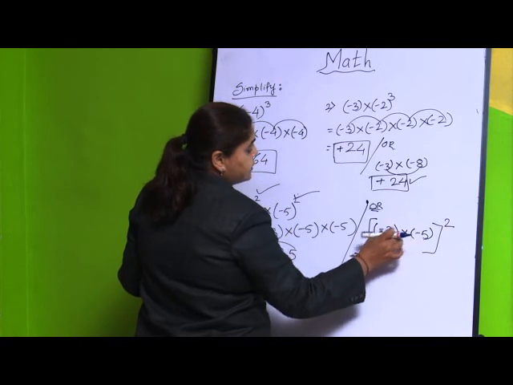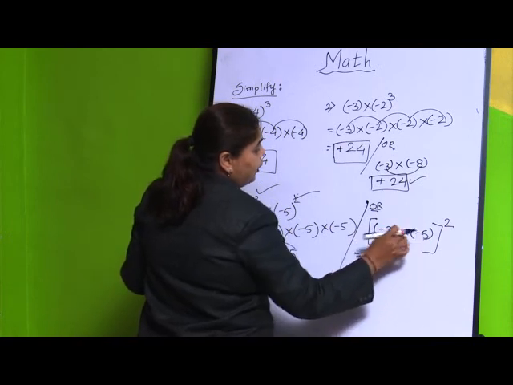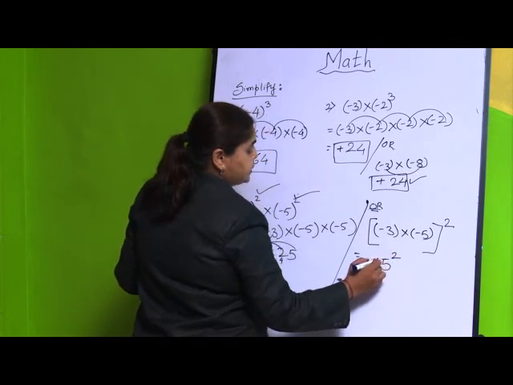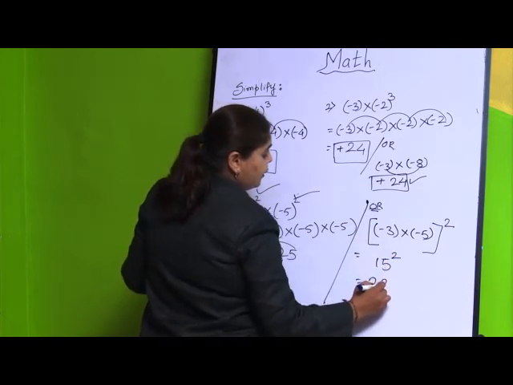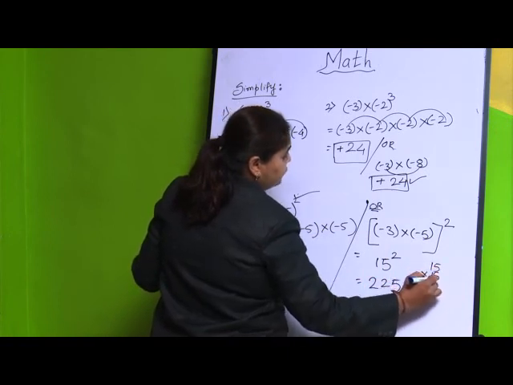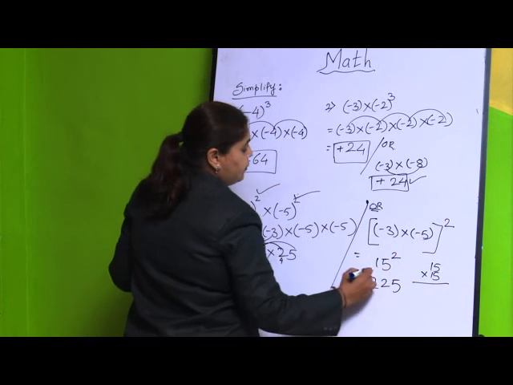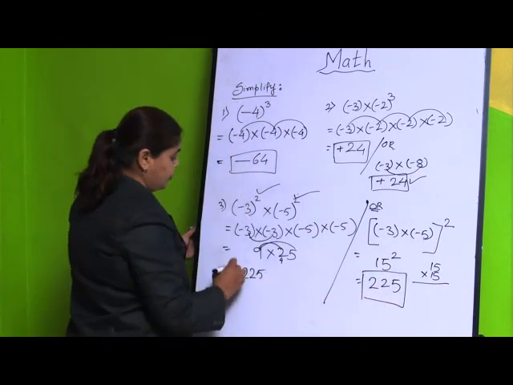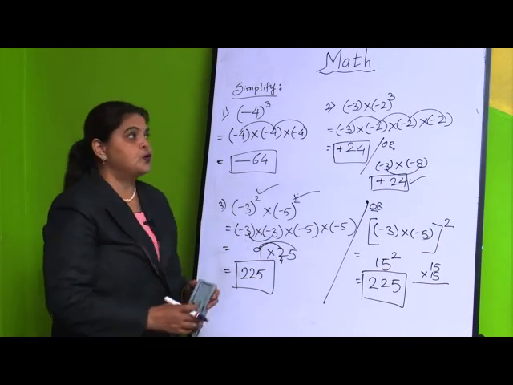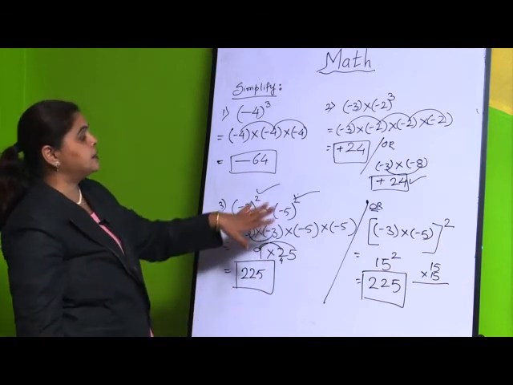You know that minus into minus is plus, 3 5s are 15. Now it is 15 squared, which is nothing but 225. You can multiply if you don't know the square of this. The answer will be 225. Here also we are getting the answer 225. So, in this way we can find this by two methods.